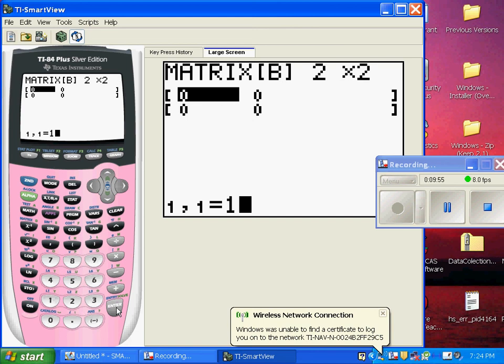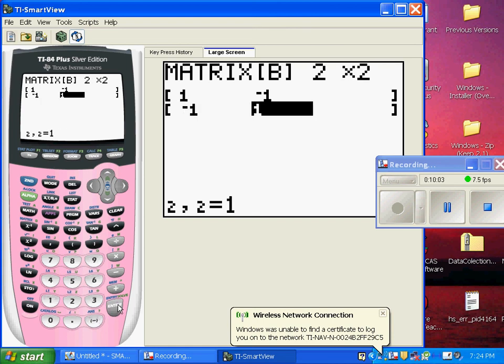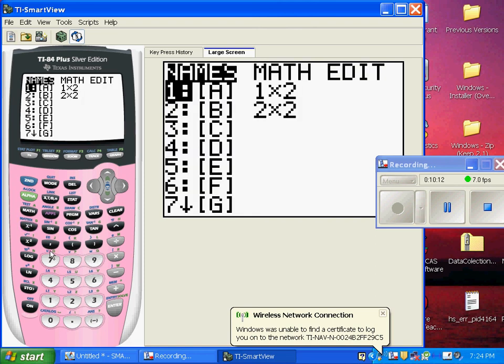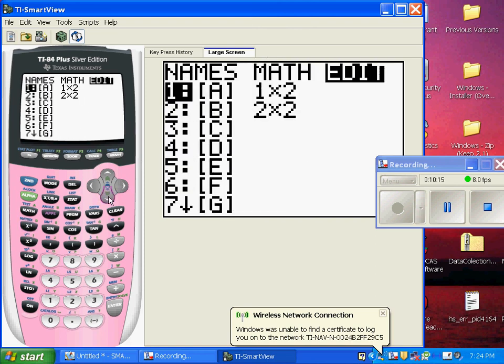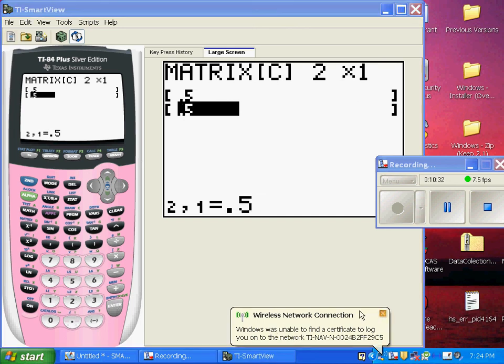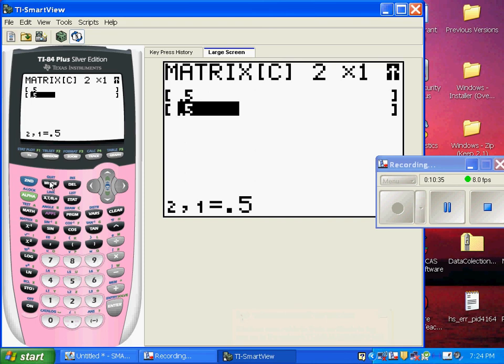There I hit 1, negative 1, negative 1, 1. Now there's my second matrix. That's actually my matrix A that's in my formula. Second, x negative 1, now edit. Go down to matrix C, and that is going to be a 2 by 1. So that is going to be a 0.5 and 0.5 again. So I now have all my matrices in.